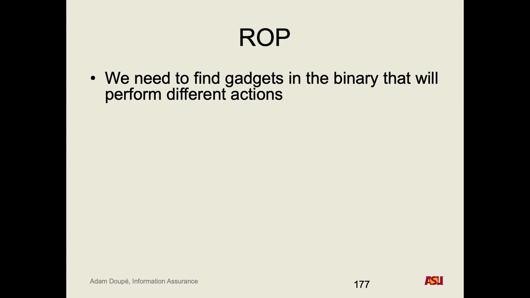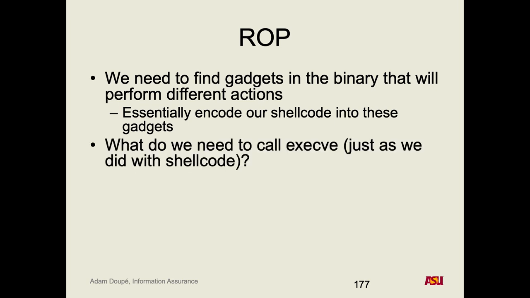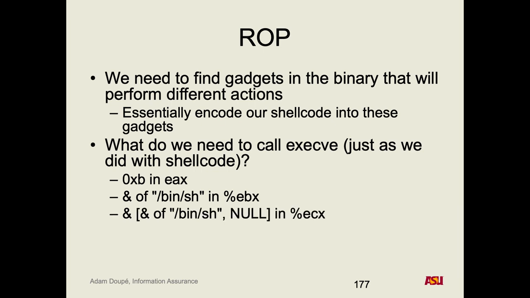okay, so we need to first find little bits of gadgets in the program that we can reuse and essentially encode our shellcode idea of calling system or execve binsh. So we want to invoke binsh. And so what do we need to do that? We looked at system calls with x86. To call execve, we need the value of b in EAX, that's execve. We need the address of a string binsh in EBX. We need the address of an array that is the address of binsh and then null in ECX. And finally, we need null in EDX.